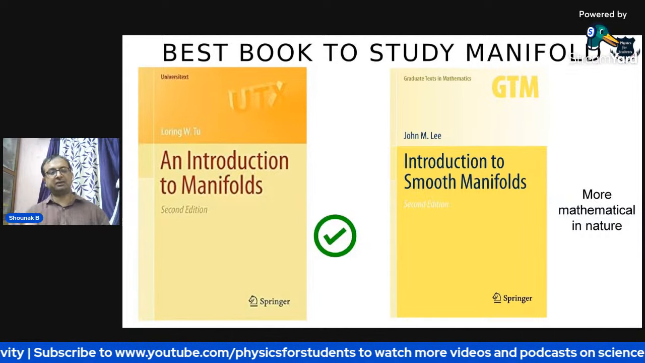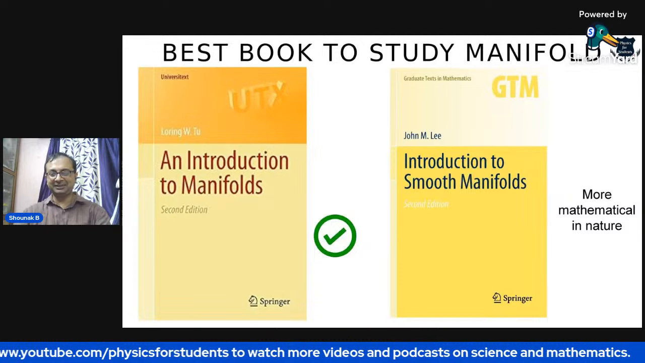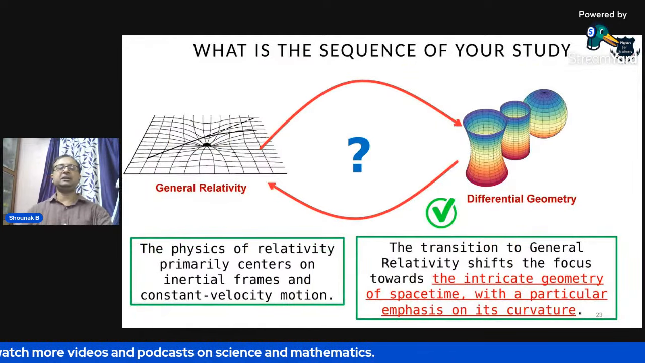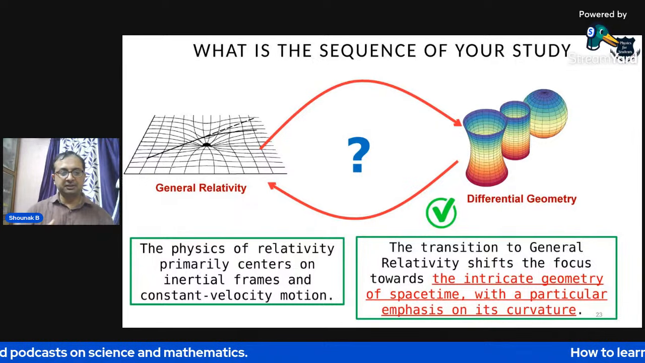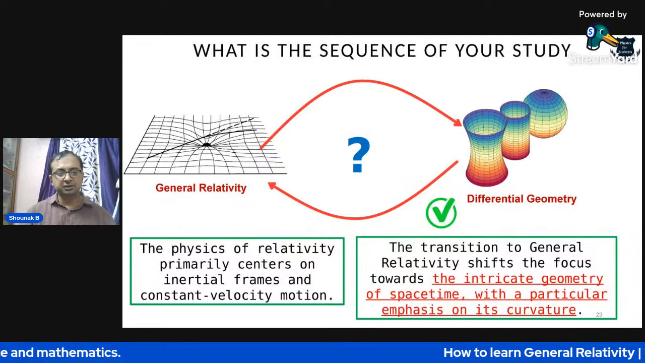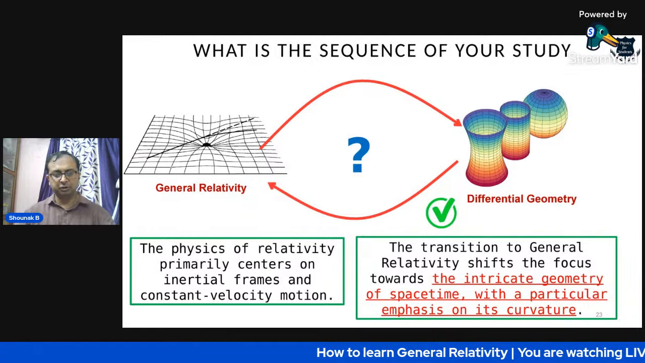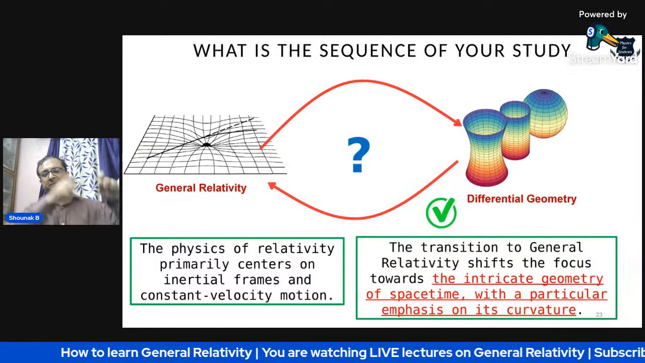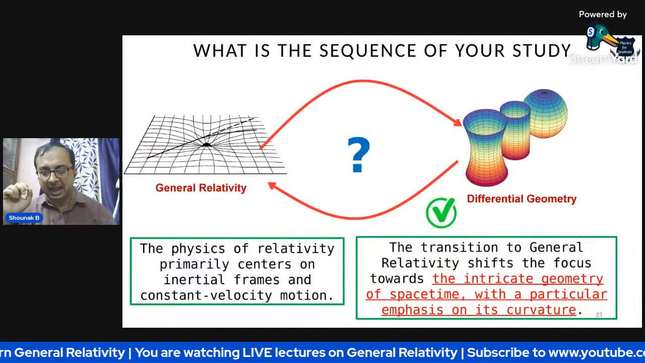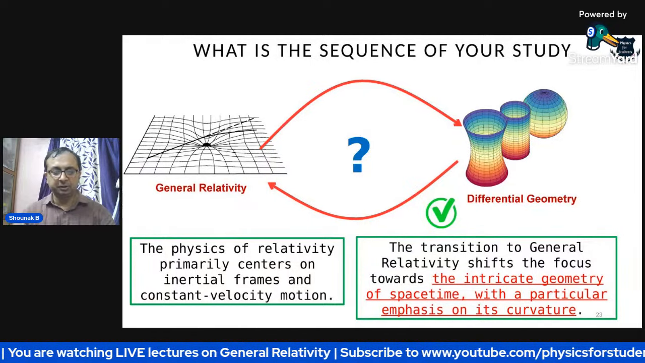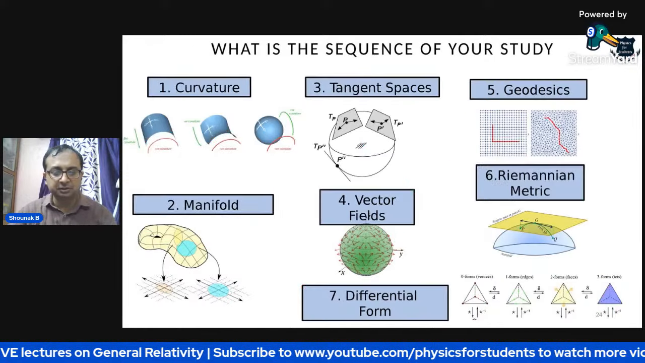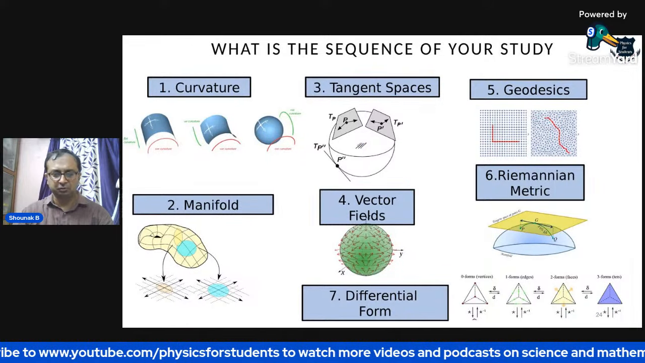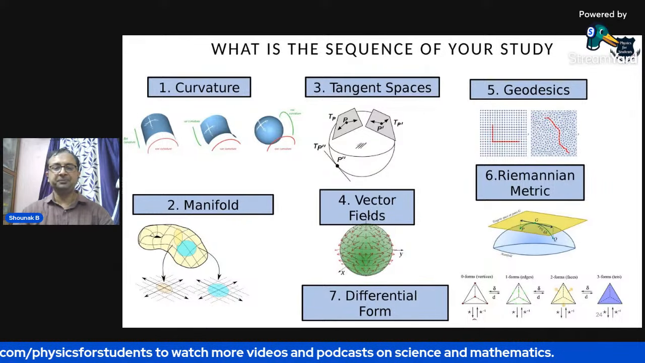So that is why I put a tick on the left-hand side of the book rather than on the right-hand side, because it's more mathematical in nature. So now you see the sequence. What is the sequence of the study? The physics of relativity primarily centers on inertial frames and constant velocity motion. And this is actually the transition: from differential geometry back to general relativity. And it obviously deals with intricate geometry. Now here comes the sequence. I have underlined those 1, 2, 3, 4 and so on, so that you can have a good understanding.